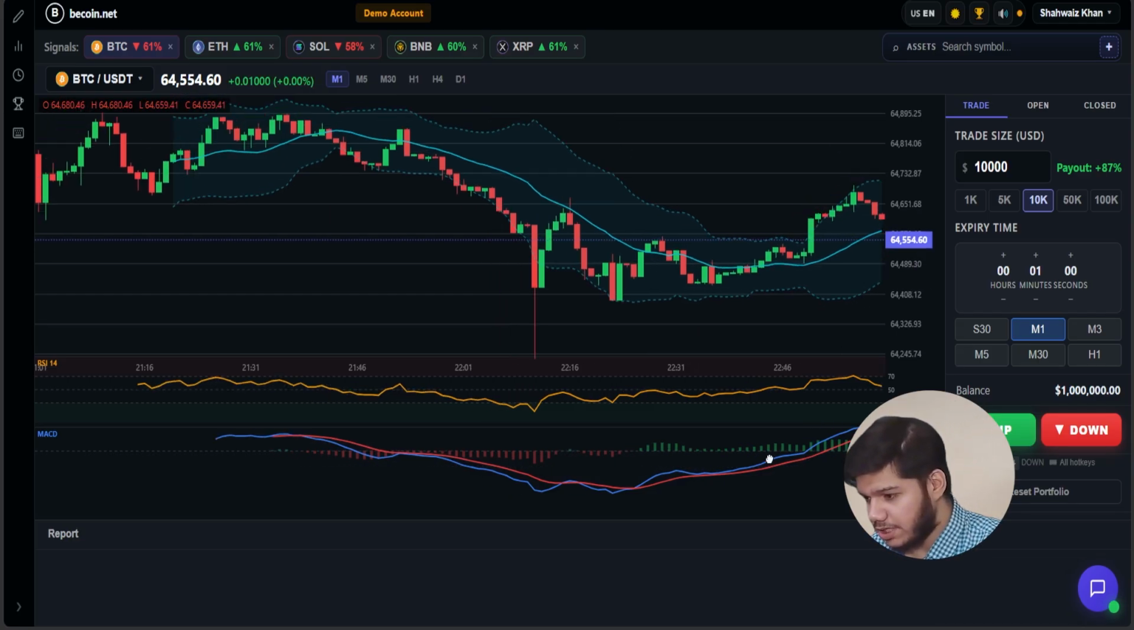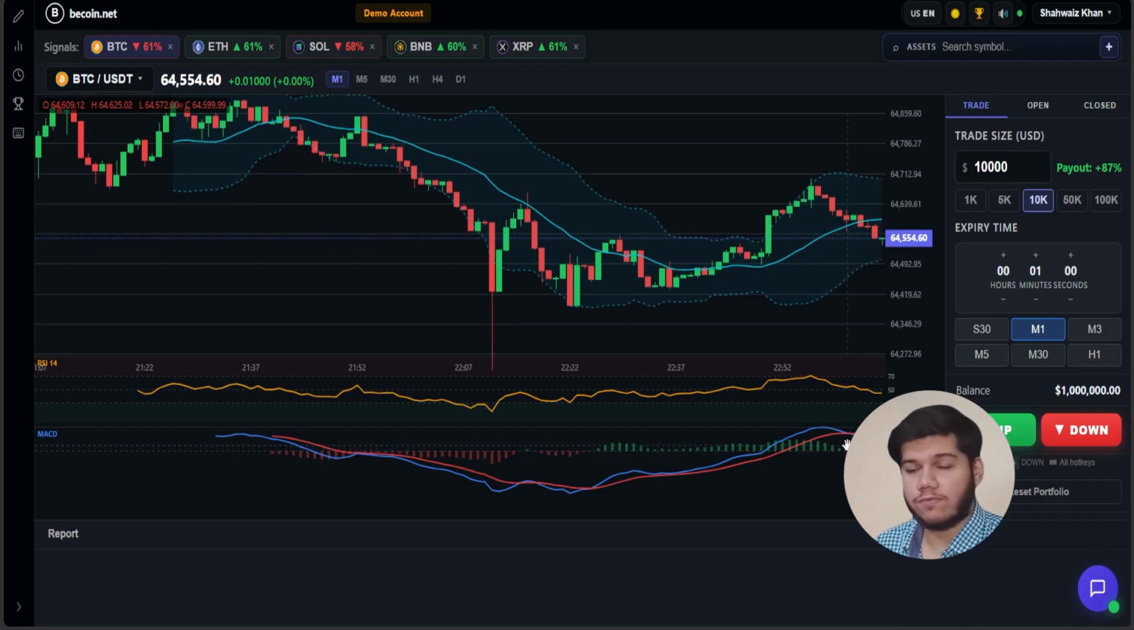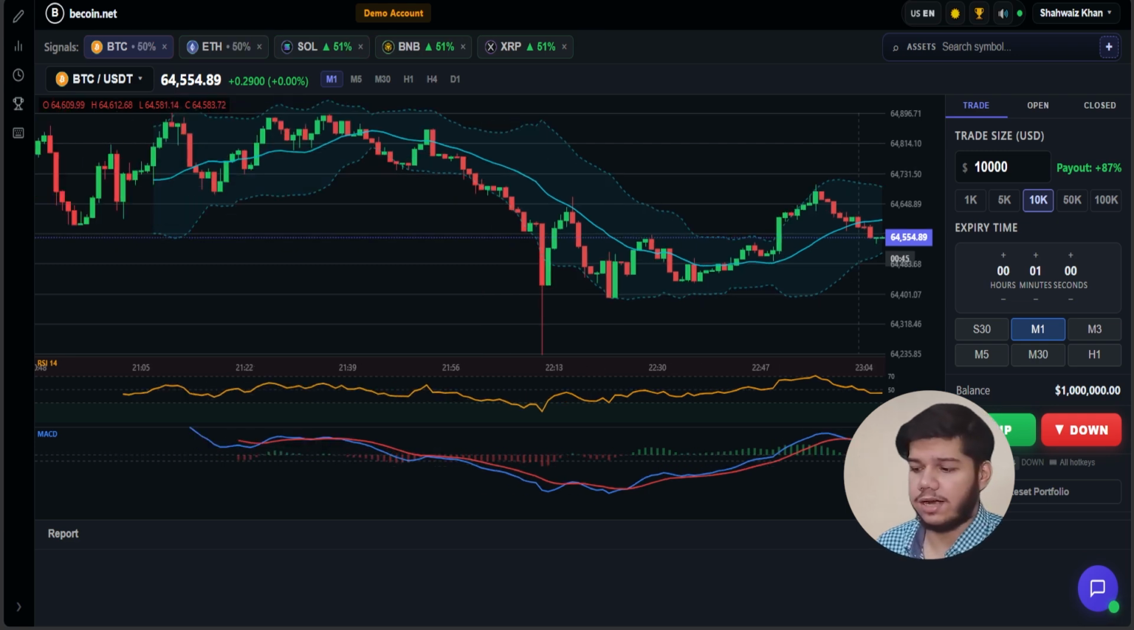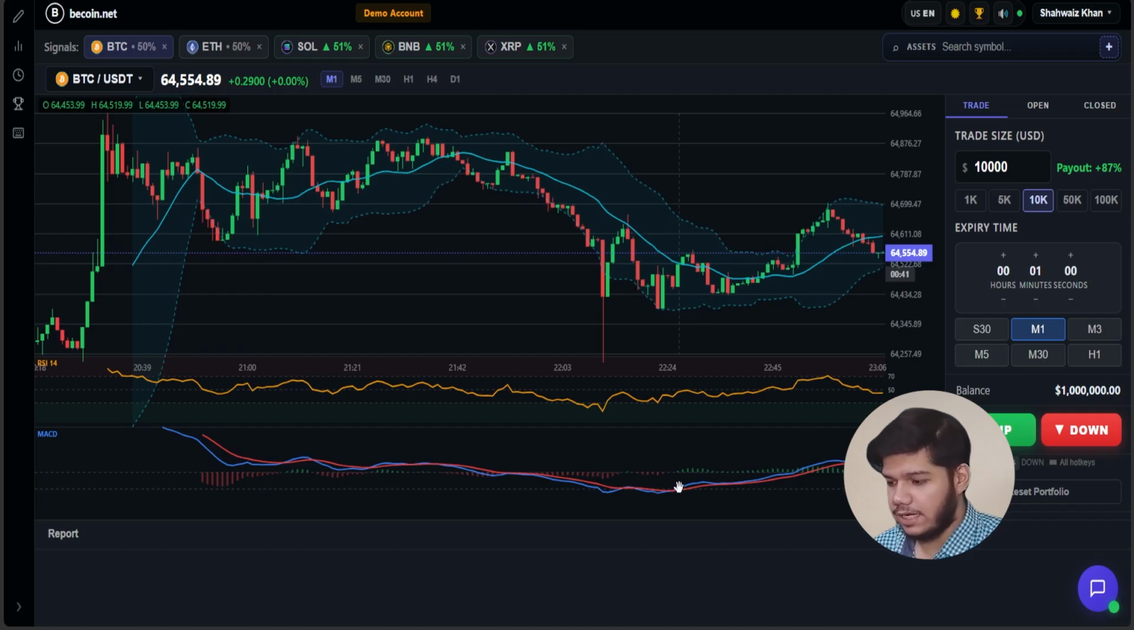Similarly, whenever you see a crossover where the blue line goes down below the red, and you see this red volume appearing, it means that you should now expect a momentum correction in the pair. It works similarly to RSI, but not exactly like the RSI. You can use this MACD indicator to judge the momentum of the price.